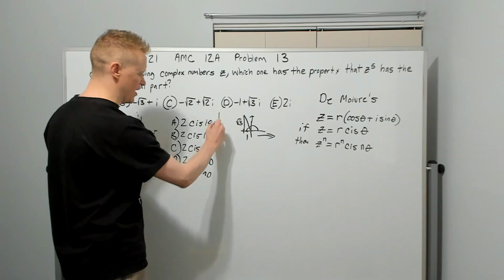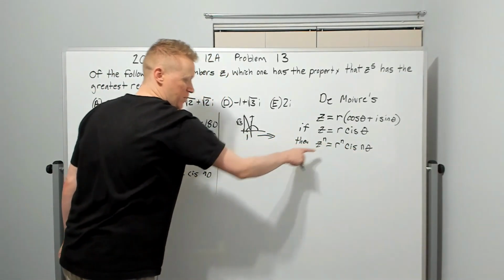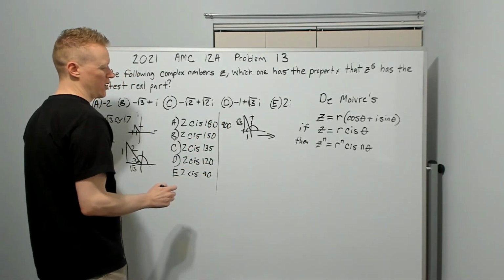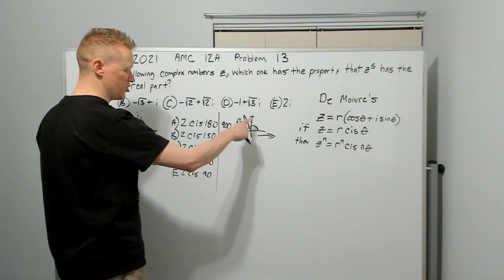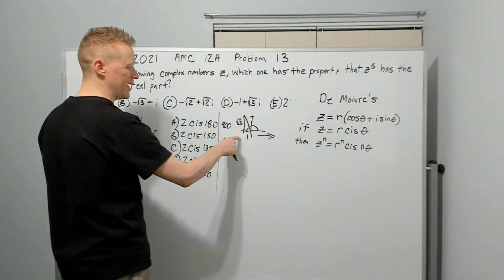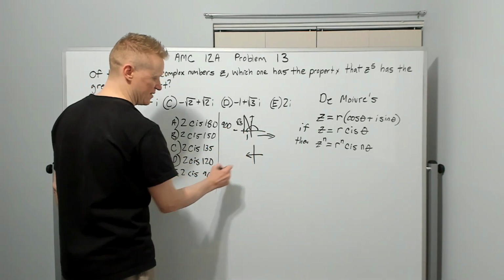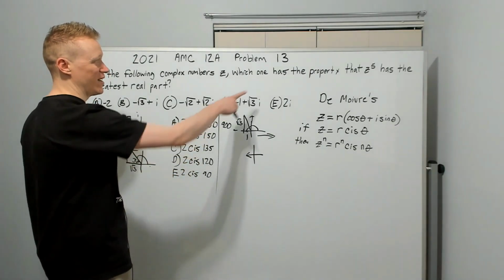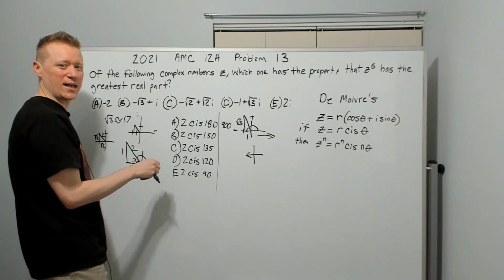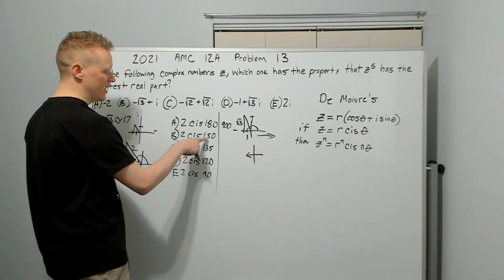180 times 5, because you're multiplying by 5, going to the fifth power, is going to be 900. Where is 900? 720 is 2 revolutions, and then 180 more. You're facing this way. That's not going to have a high real part, because your real axis is like the x-axis. You want a big positive x value there. You're not going to get it with that one.